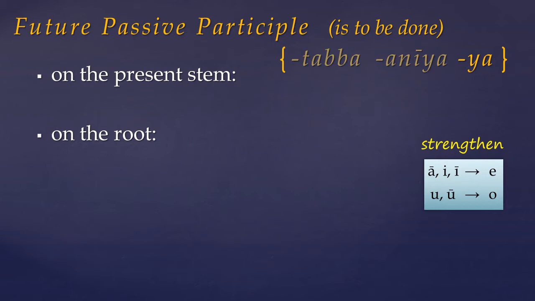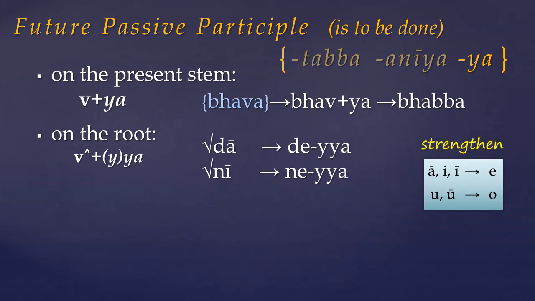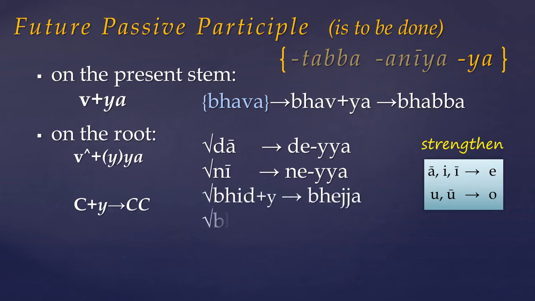Likewise with the affix ya, although I think there is a form that's derived from bhava on the present stem, this affix is generally applied directly to roots. If the root ends in a long a, or a short or a long i, the vowel is changed to an e, and the y of the suffix ya is doubled. When the root ends in a consonant, most often the ya is added directly, and the y sound is then assimilated, as we've seen with other forms of the affix ya.